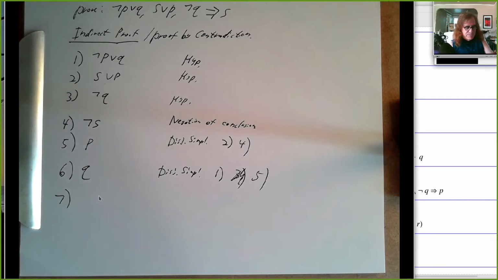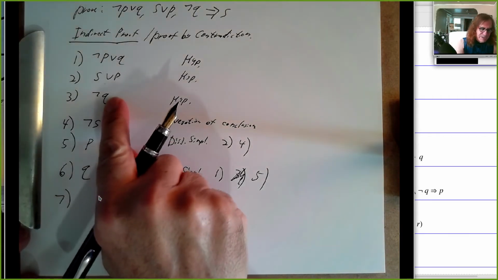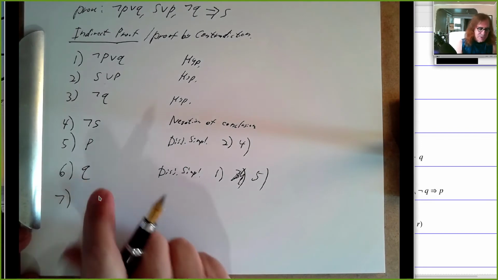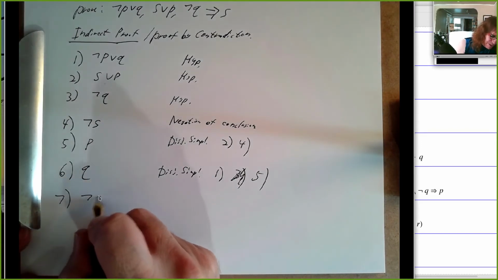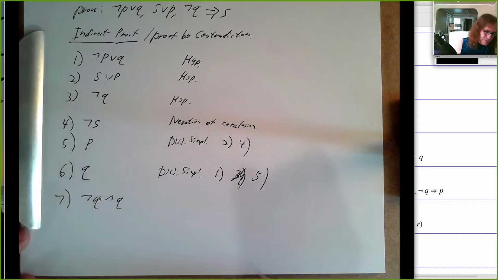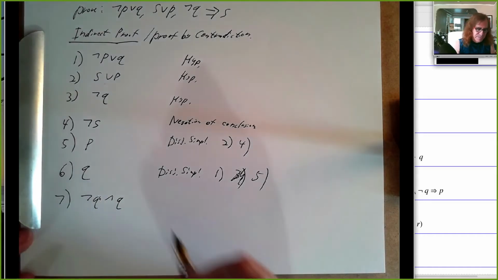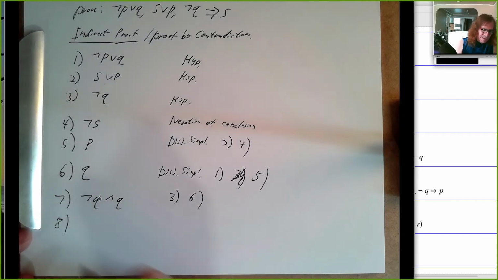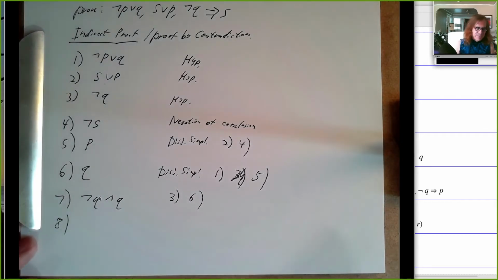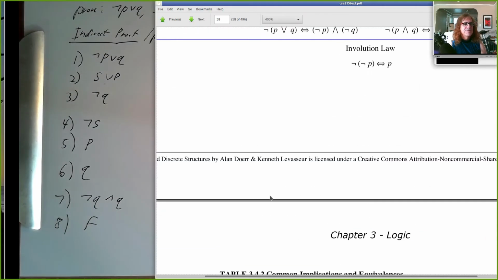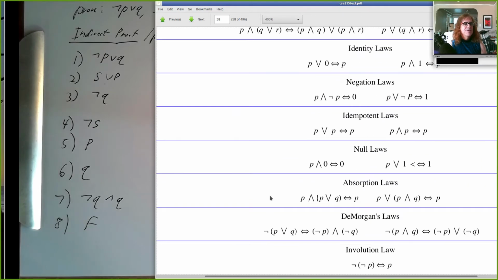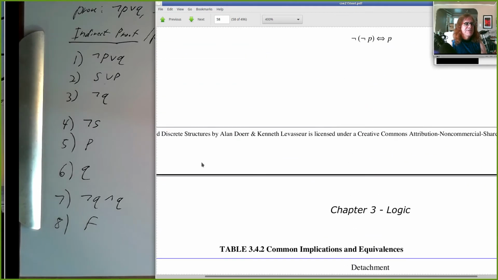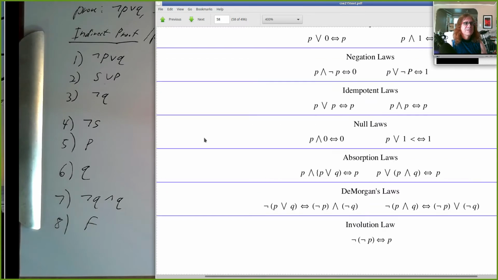But now, what have I got? I know that not Q is true, and I know that Q is also true. So the conjunction of those must also be true. Right, this just follows from 3 and 6. But I have a theorem that says not Q ANDed with Q is false. There's a fancy name for that. Let's find it. P and not P is false. So that's negation.